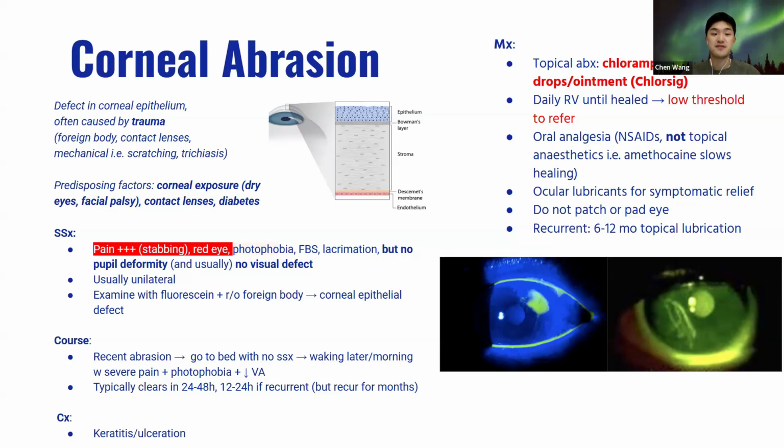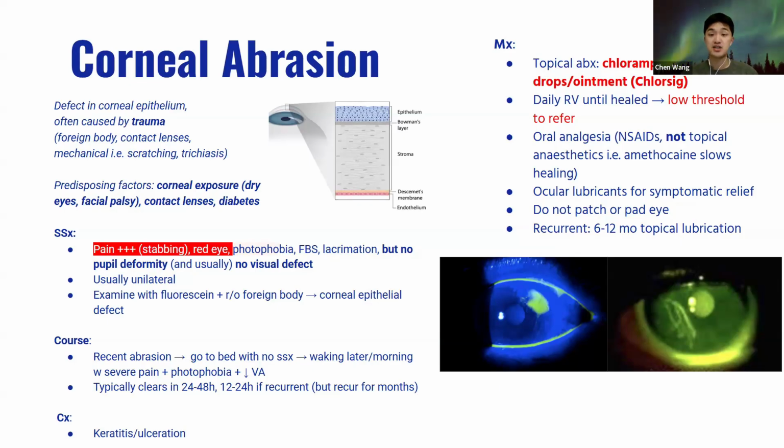So some other predisposing factors to corneal abrasions include corneal exposure due to them having dry eyes or a facial nerve palsy. If they have a facial nerve palsy, they may be unable to fully close their eyes. So that will lead to more dry eye symptoms as well. If they wear contact lenses or have diabetes, those are really important predisposing factors as well. The key symptoms are that they'll have a really stabbing pain and a red eye, and a corneal abrasion is usually unilateral.